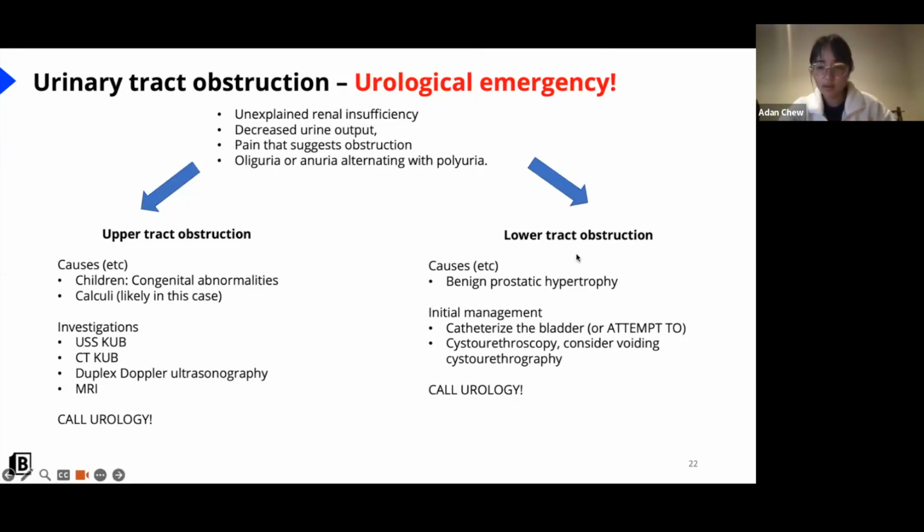Any questions at this point? What exactly are the masses? Yeah, we've got a question asking what exactly are the masses being felt on the flanks. So in this case, what I was thinking was probably kidneys that are very severely hydronephrotic.